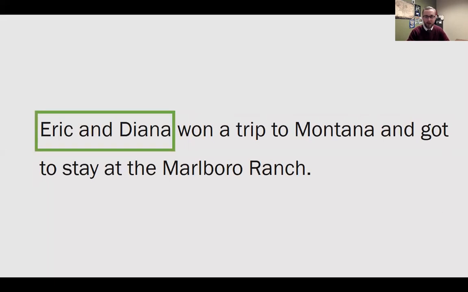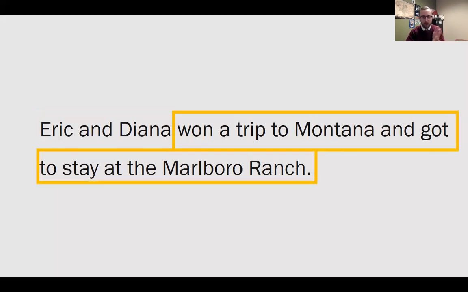Should be Eric and Diana. Eric and Diana, again, this is compound. It's one subject with two people. So then the predicate, what is the predicate here? Well, it's everything else. Won a trip to Montana and got to stay at the Marlboro Ranch. So this is actually also an example of a compound predicate, because the predicate has two verbs.